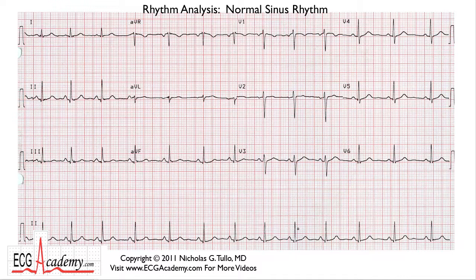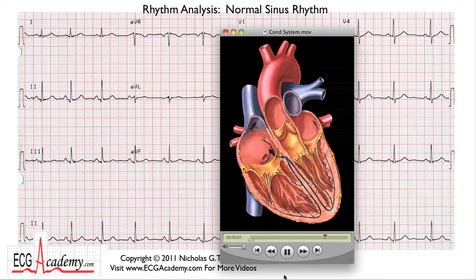And of course, the normal rhythm is known as normal sinus rhythm. And that's because the sinus node is what's responsible for initiating the normal heartbeat. So here's my little animation of a sinus rhythm. Recall that the sinus node fires. It activates the atrial myocardium, which spreads down and to the left.